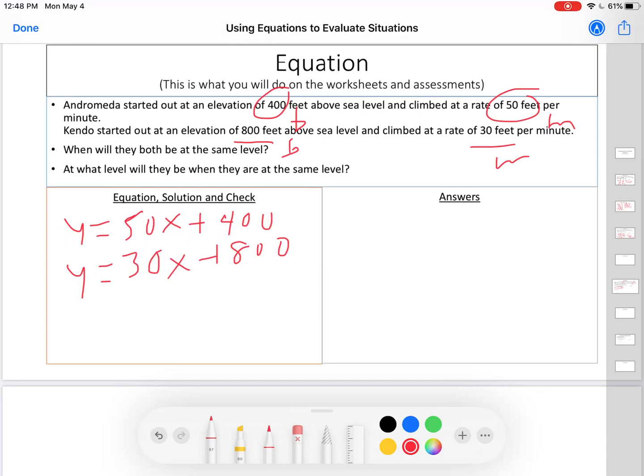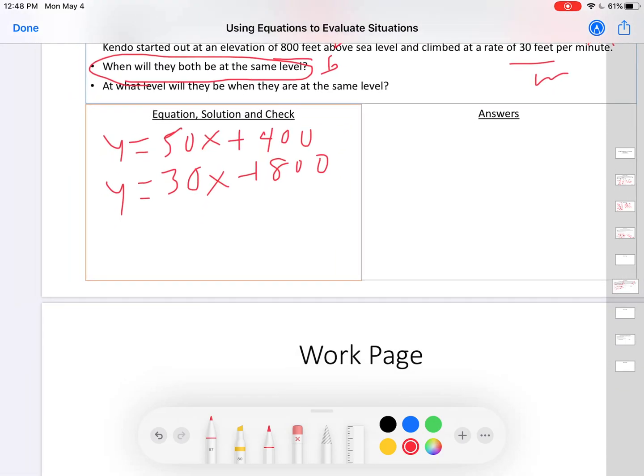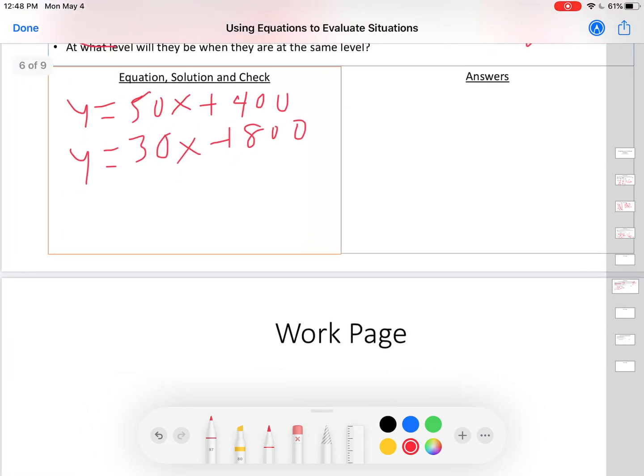Okay. Now, the question is, when will they be at the same level? When will they be equal? This is one of my observations. Think about this. When will they be equal? We know it's 20 minutes, but let's not refer to that. They'll be equal when they're equal.